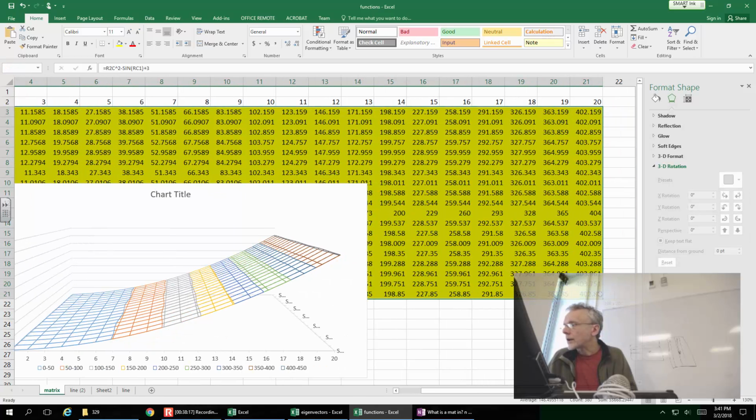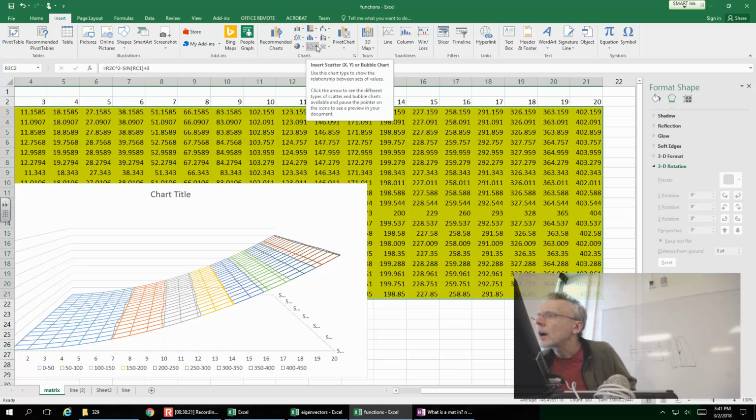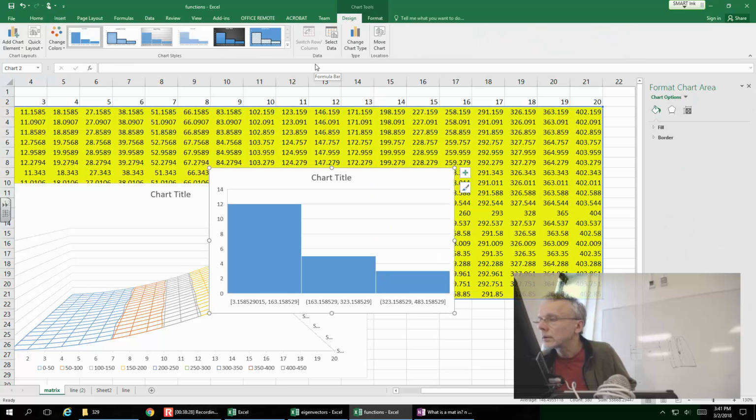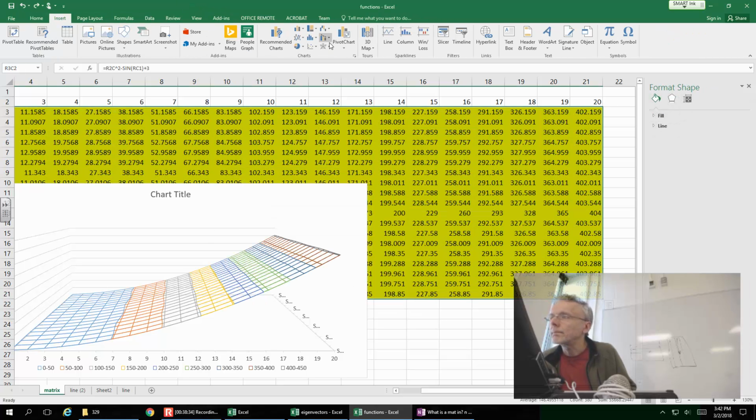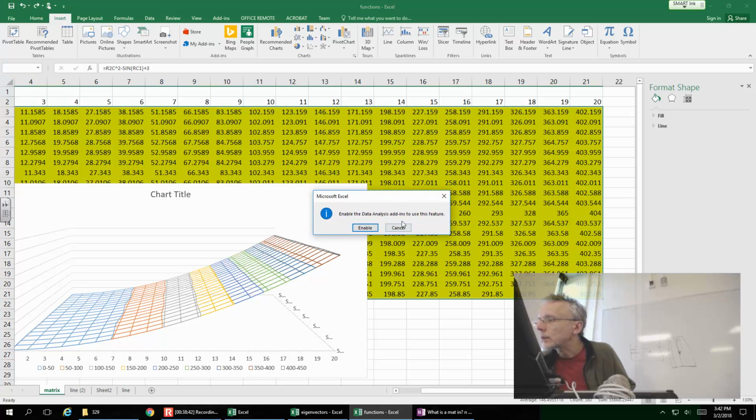There is a way to do it. There is a chart that creates a bunch of, maybe this one. No. It is like, maybe this one. Come on. That's not it.